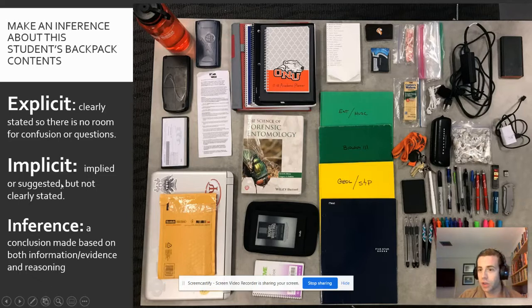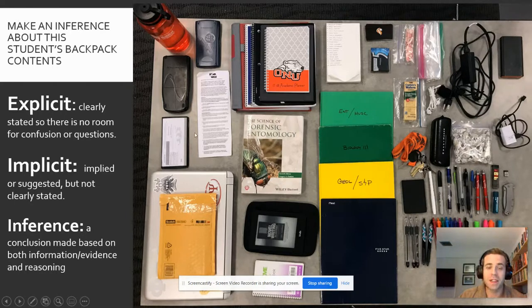Implicitly, I could suggest that this is a college student. My guess is they'd be a college student because they've got the Science of Forensic Etymology as a textbook. Don't think that's a high school class. They've got a number of calculators. They're obviously very organized. They've got their snacks all planned out. My guess is this would be a college student. At least I hope it wouldn't be a high school student because it does have a knife in the backpack. Probably shouldn't have that in college either.